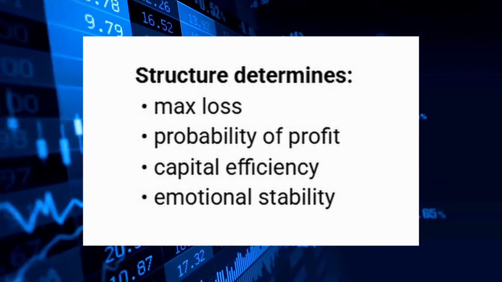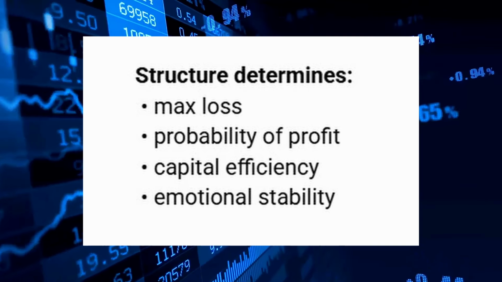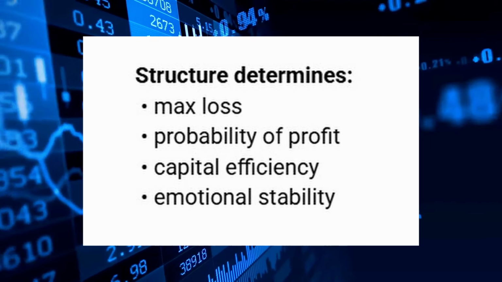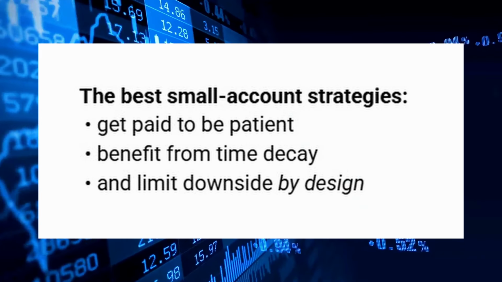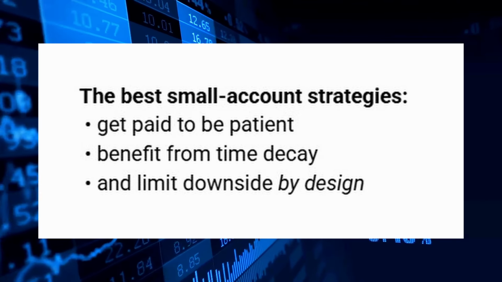Here's what most people miss: it's not about direction and picking the right stock, it's more about structure. Structure determines the max loss, the probability of profit, capital efficiency, and emotional stability. The best small account strategies get paid to be patient. They benefit from time decay and limit downside by design.